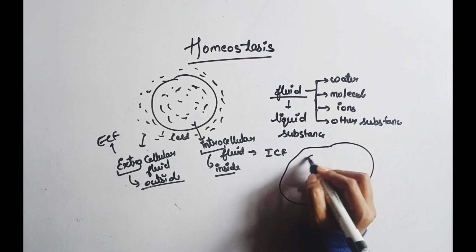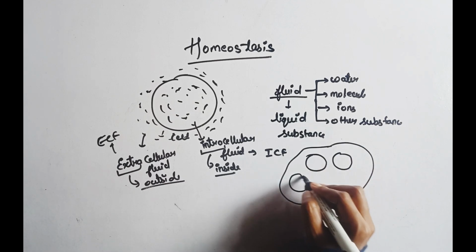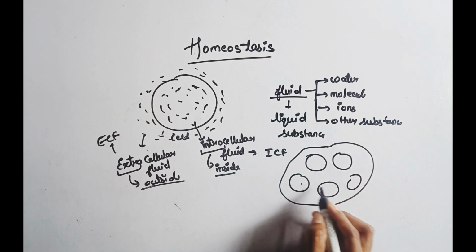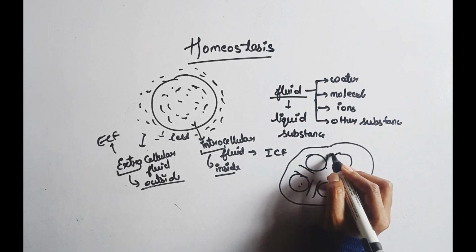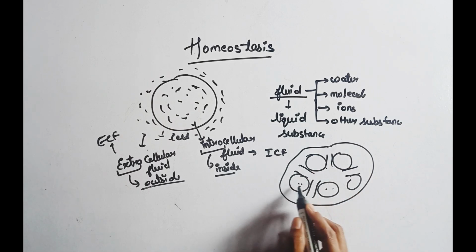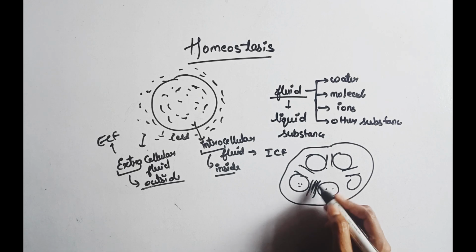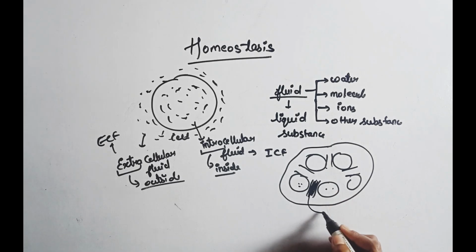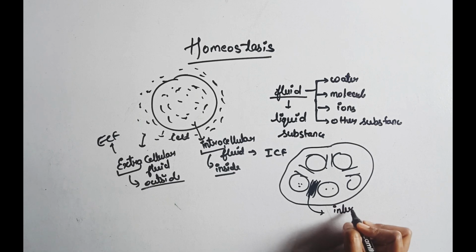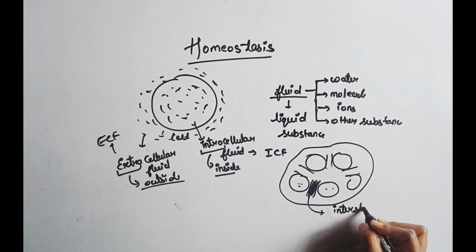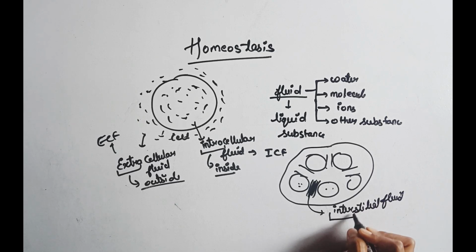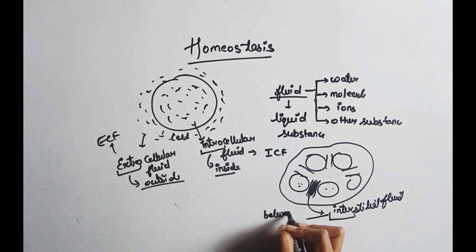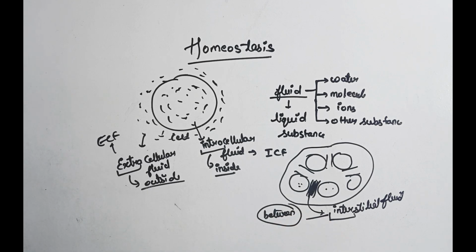Tissues are made up of many cells, and between two cells there is a narrow space. This narrow space contains fluid, and this fluid is called the interstitial fluid. Inter means between. So this is intracellular fluid, extracellular fluid, and interstitial fluid.